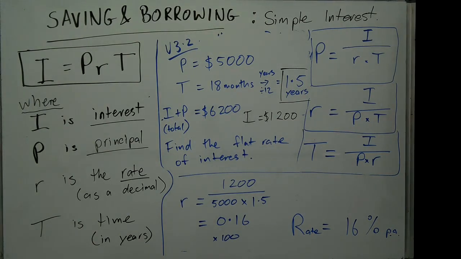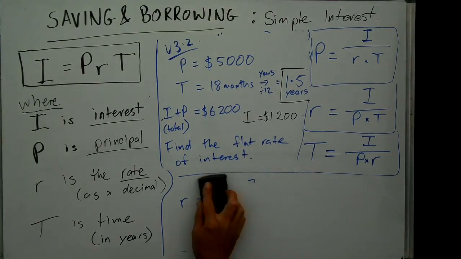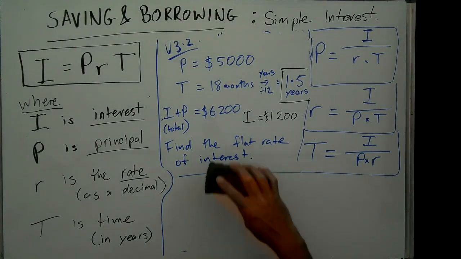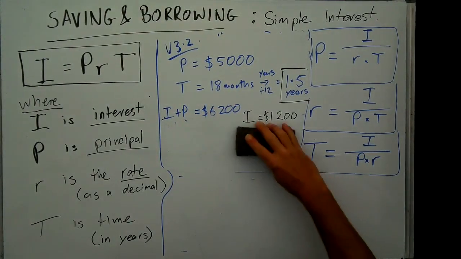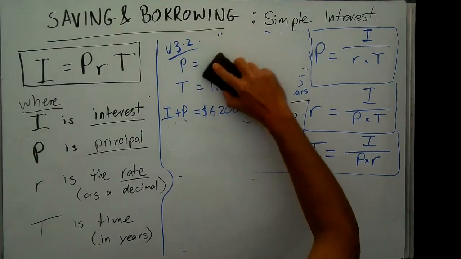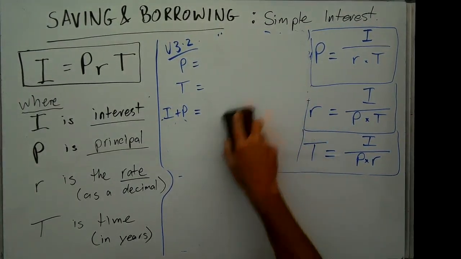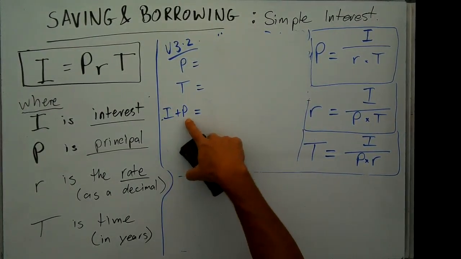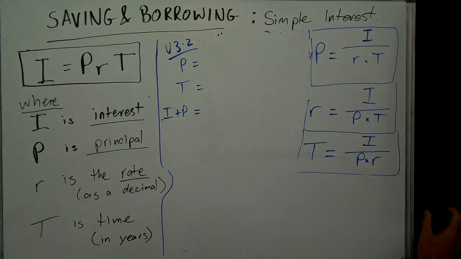Okay, so I've got one more example where we're trying to work out the rate. So, get rid of this. I'll get rid of those numbers. I'm not really sure if we're going to get told the interest or the interest plus the principal. Okay, so here's the example.